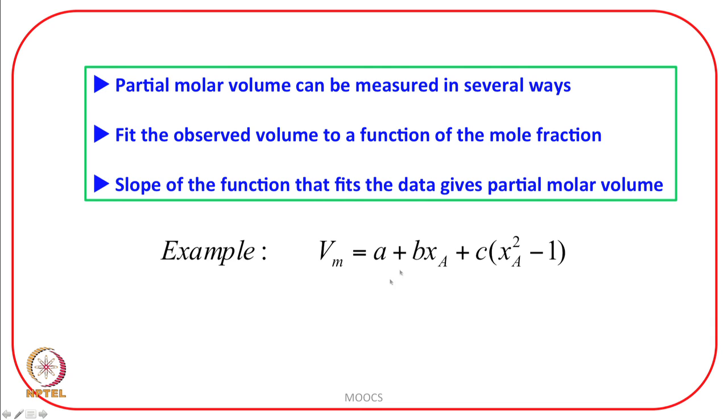As an example, suppose it is observed that the molar volume of a solution depends upon the mole fraction of the component A, and the mathematical function that fits the variation of volume is Vm equals A plus B times xA plus C times xA square minus 1, where A, B, C are constants. Then the way to determine the partial molar volume will be to take its derivative. Why with respect to xA? Because xA depends on nA. xA is equal to nA over the total number of moles. So, when you take the derivative of this, the partial molar volume will be B plus 2 times C times xA. So, this is the way to determine the partial molar volume.